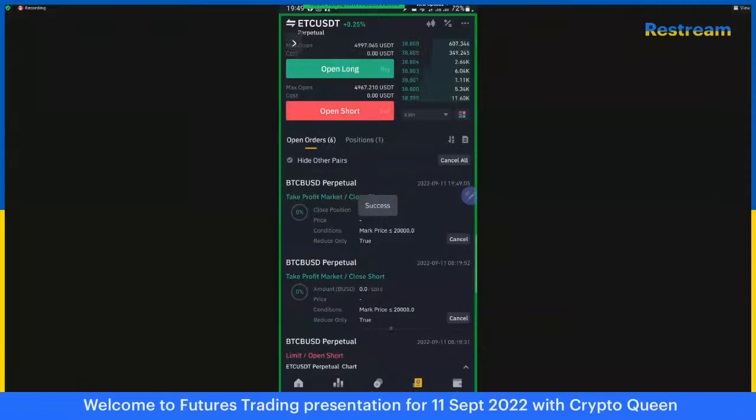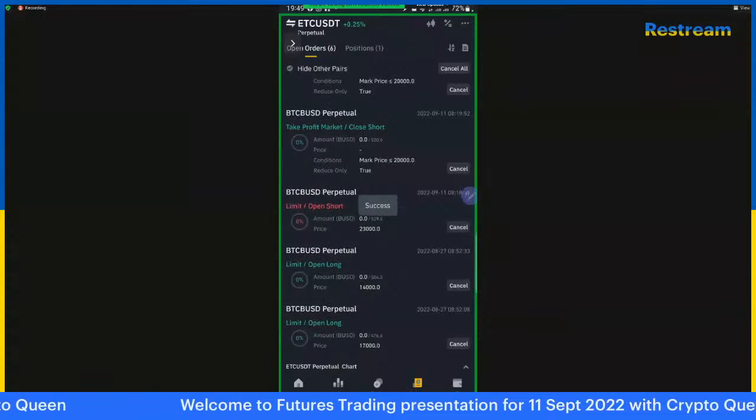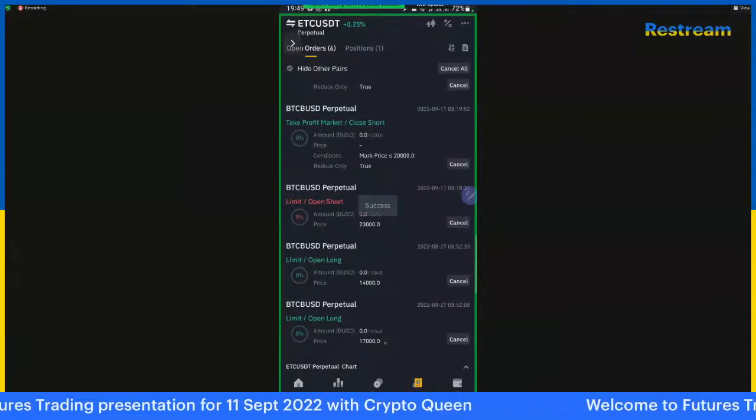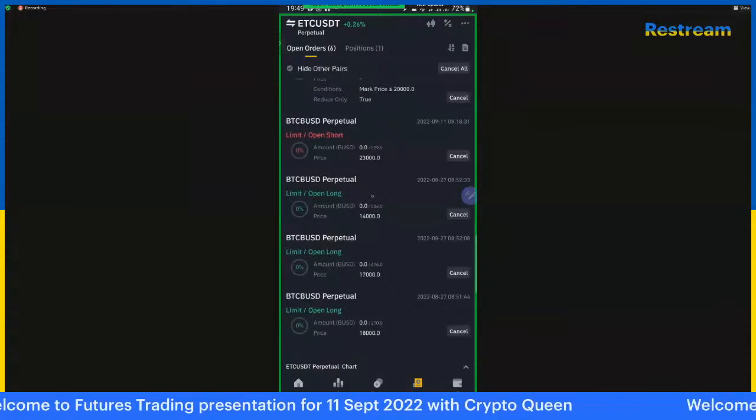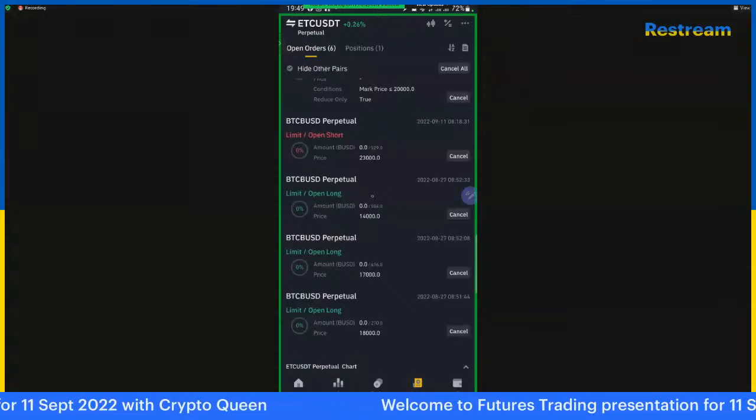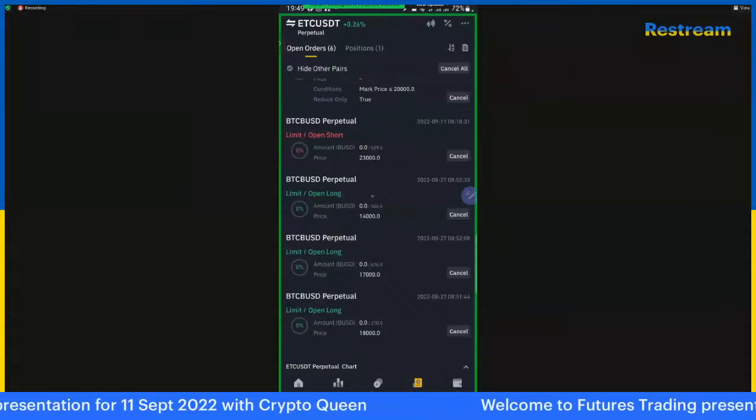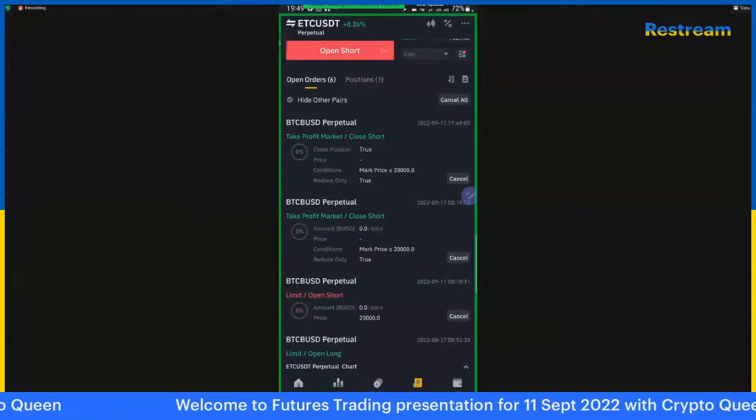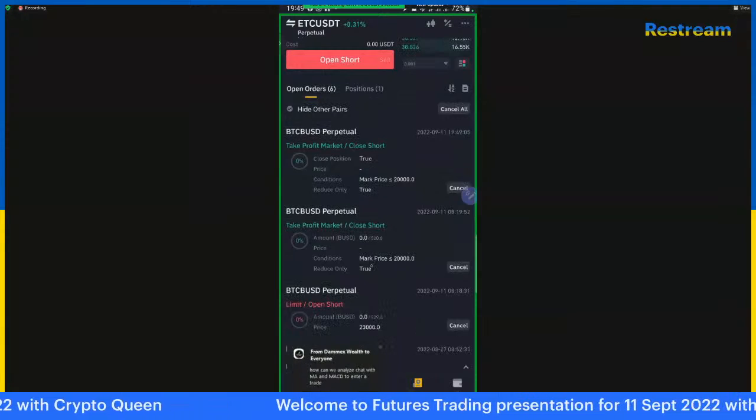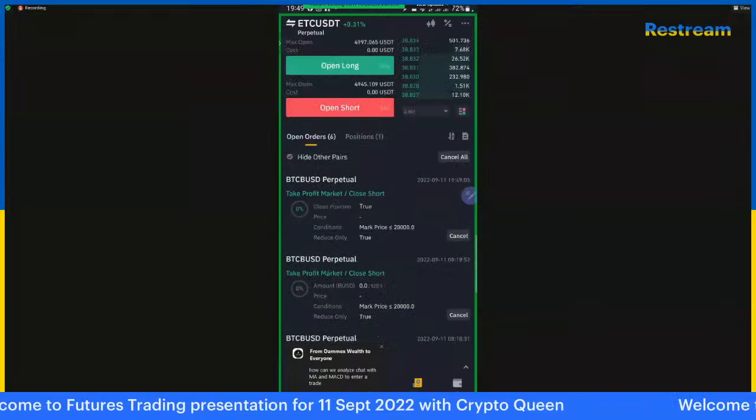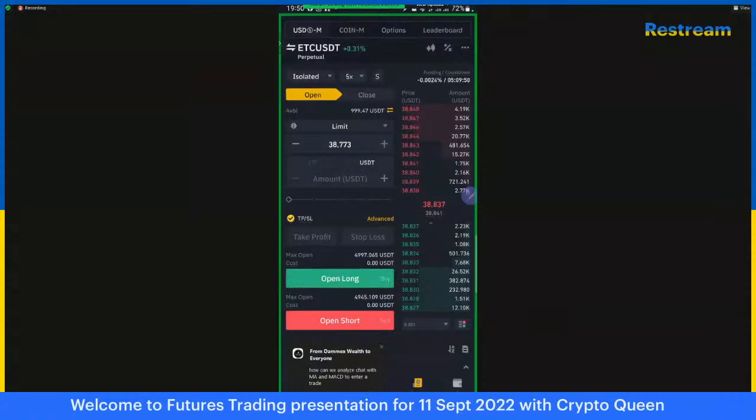So here, if you have any open order that is waiting to be executed, you will see them here. If you want to cancel the orders that you opened, you click cancel. These are open orders that are waiting to be executed, such as a stop loss, or a buy of ETC at 30. It will be here among the open orders. Once it gets to 30, it will be executed and disappear from there. Then you will find it in open positions. So anything in open positions are running trades.